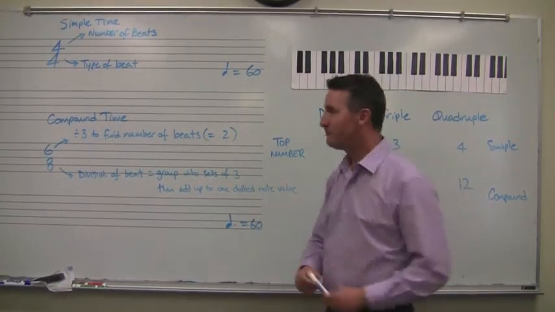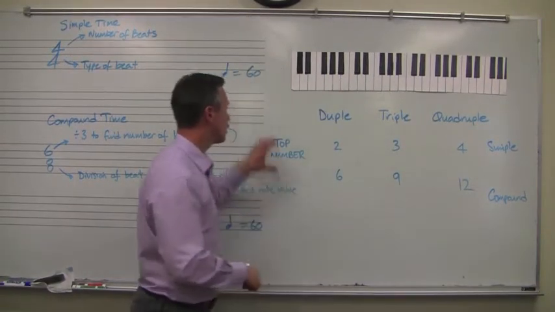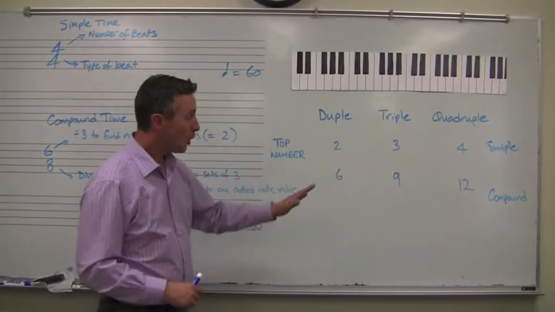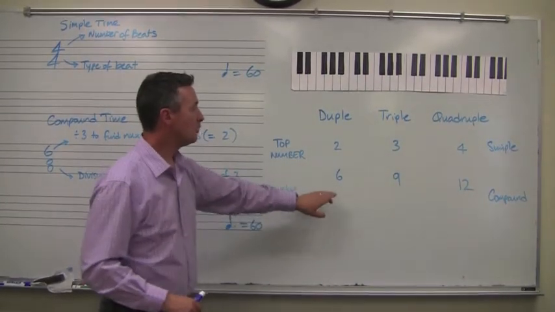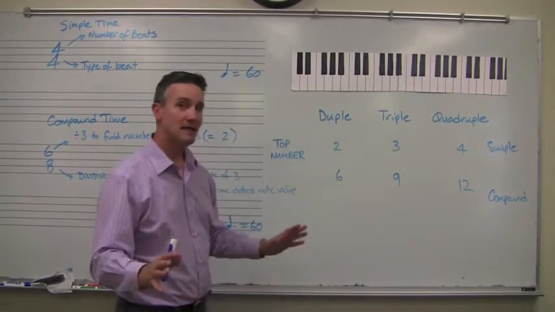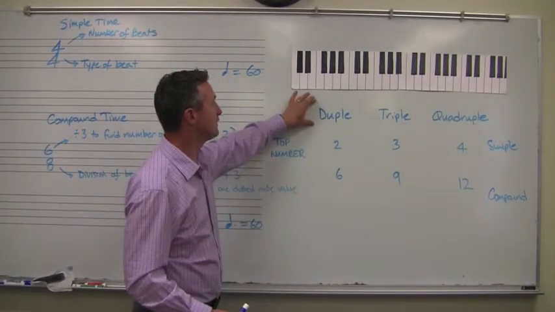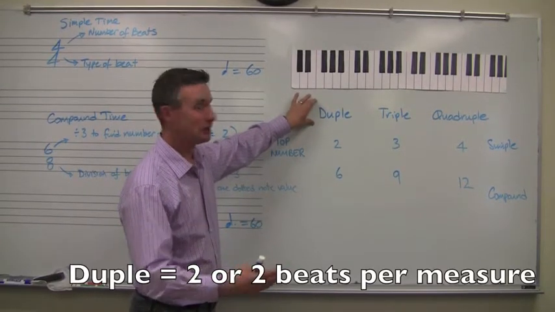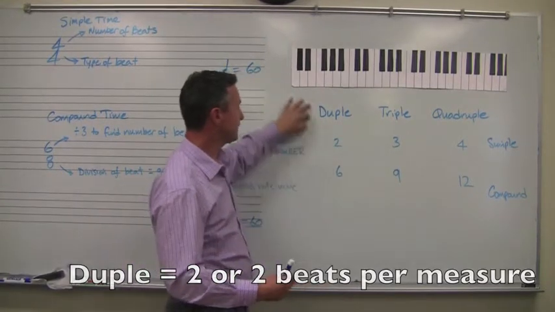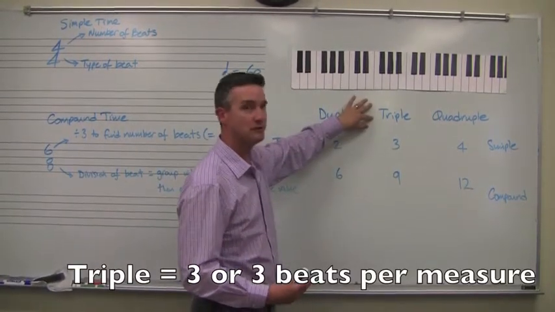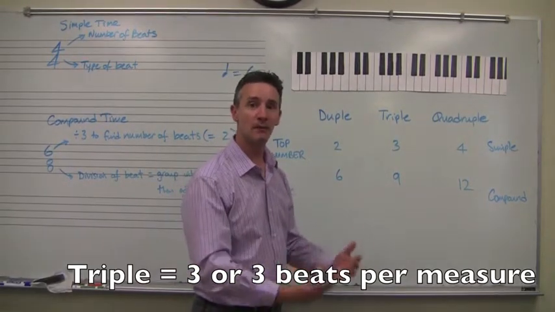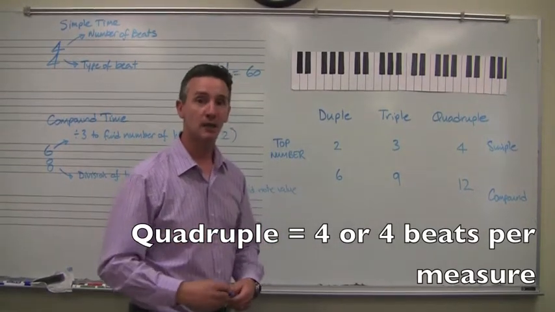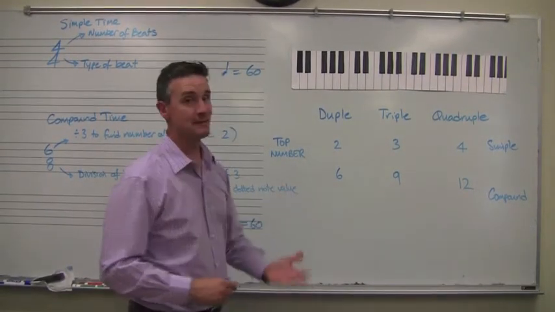So to unpack that a little bit more, let us just remind ourselves that the top number in simple time will be a 2, 3, or 4. The top number in compound time will be 6, 9, or 12. But they mean the same thing, in that 2 or 6 tells you that it is a duple time. That is to say, there are 2 beats per measure. 3 or 9 tells you it's a triple time, that there are 3 beats per measure. 4 and 12 tells you that it is a quadruple time. Quadruple meaning 4 beats per measure.